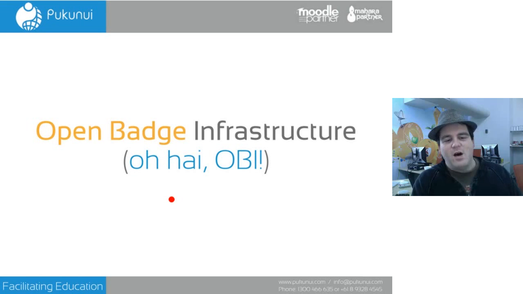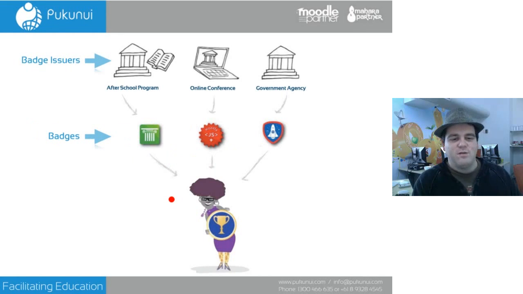The ecosystem starts off with a badge issuer, an organisation. Now this organisation can be anybody. Because it's an open standard, the code is free. I'm going to come to the code point a bit later on. Any organisation can choose to issue an open badge. The examples we've got here are things like after-school programs, government agencies, an online conference, I've put in there, maybe a university, a vocational education organisation.